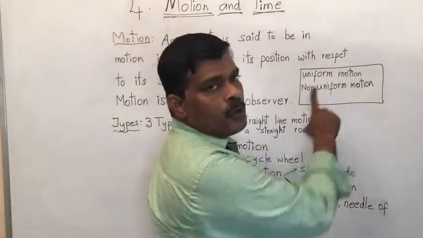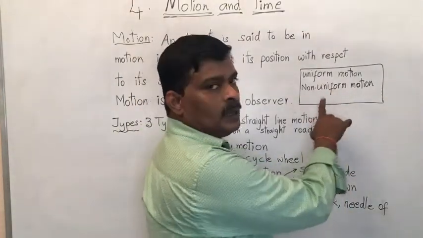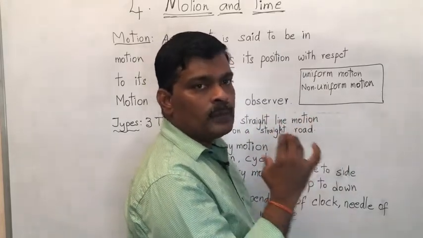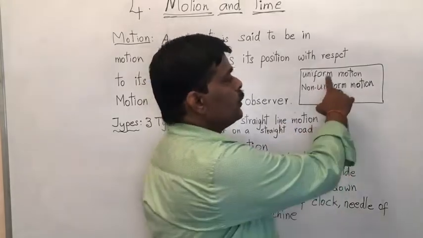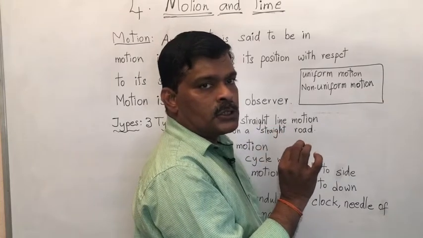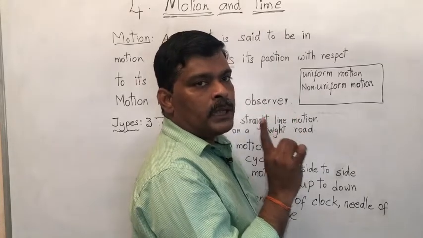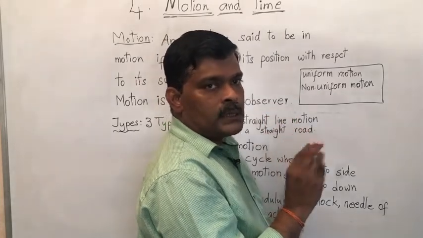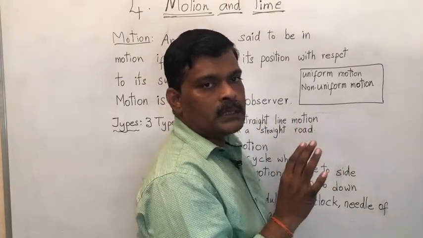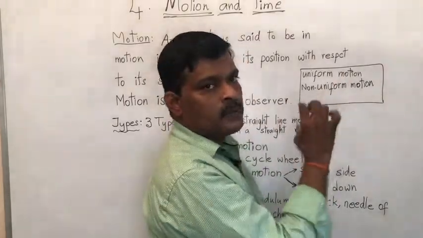Next one, uniform motion and non-uniform motion. What are these two types? Uniform motion is when an object moves the same amount in a particular time. Suppose one cyclist is there, he moved that cycle for 10 minutes, 5 kilometers. Next 10 minutes also, again 5 kilometers he moved. If it is like that, it is called uniform motion. That is same distance, same time.